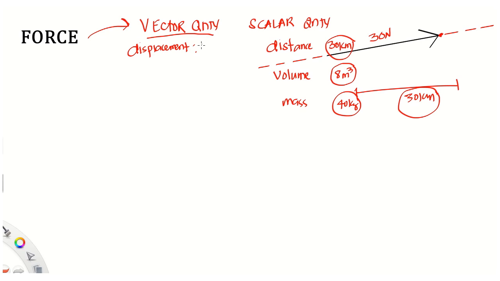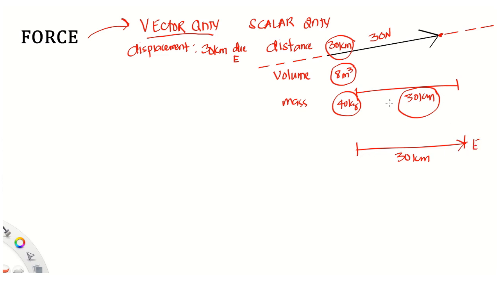When I say vector quantity, if I say I walk 30 kilometers, we just said that 30 kilometers is a scalar quantity. But if I add due east, you can see the difference. I said I walked 30 kilometers due east, meaning there is an associated direction. I am referring to a particular direction.